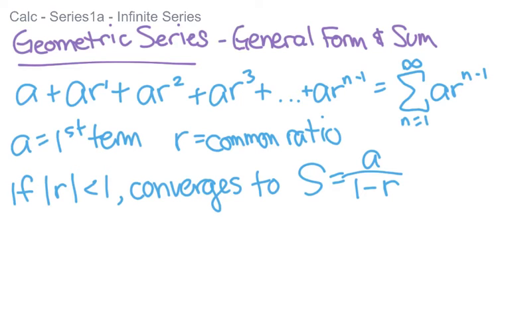If the absolute value of R is less than 1, so a fraction in between 0 and 1, doesn't matter if it's positive or negative, the sum actually converges. The series converges to A over 1 minus R. The first term divided by the difference between 1 and R.